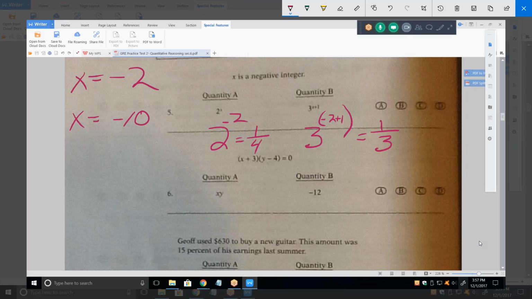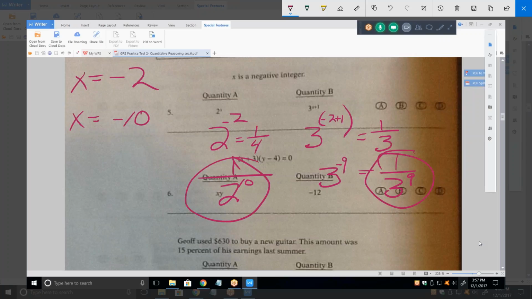So this becomes 1/2 to the 10th. Holy cow. Well, I haven't memorized that part. And this becomes 3 to the -9th, which is 1/3 to the 9th. And now we've got to compare those. I don't even know which is bigger, 2 to the 10th or 3 to the 9th. I'm not sure how to figure that out.